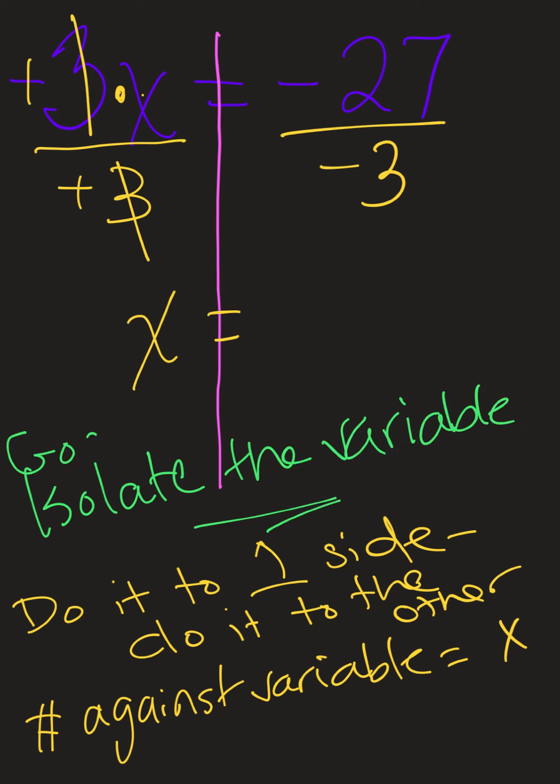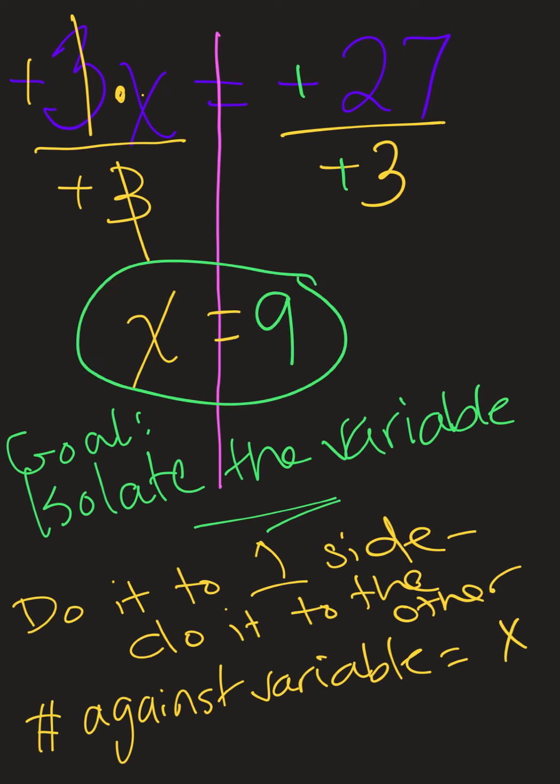The goal is to isolate the variable, okay? Now, negative 27 divided by negative 3, negative divided by negative becomes positive. 27 divided by 3 gives me 9, and that should be my final answer. Now I'm going to check my work here real quick. I'm going to say negative 3 times 9 should equal negative 27, and it does, which means that this is a correct answer.